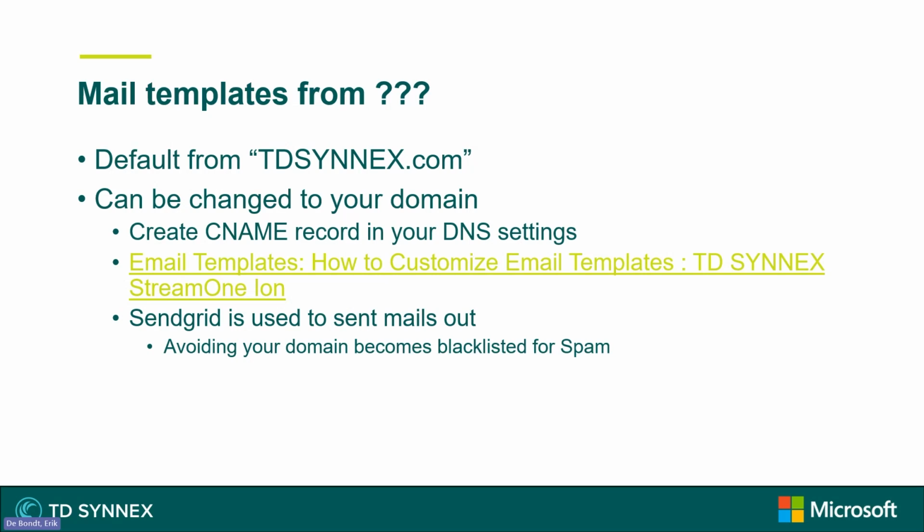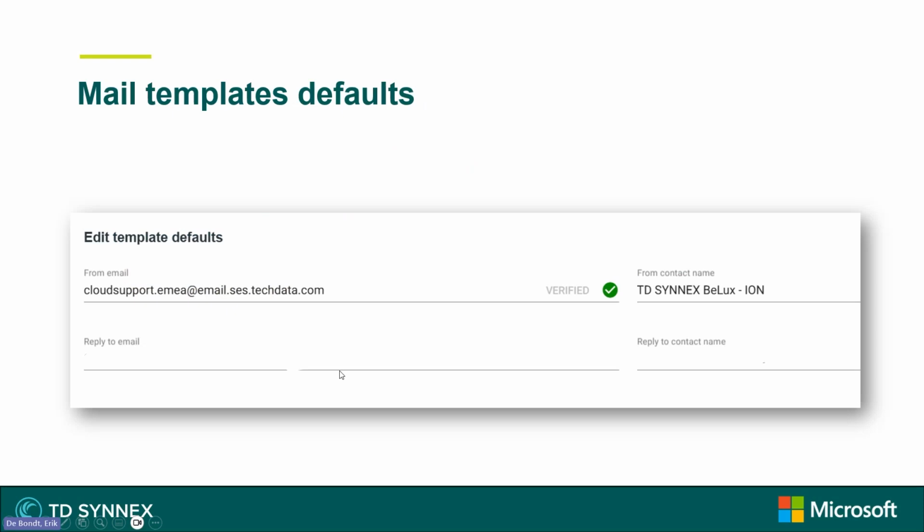We use SendGrid to send mails out. We don't send them out of our mailers at tdcnext. So SendGrid will then be informed that, hey, if you send a mail to that customer, you need to use that default domain or your from domain. And also this will avoid your domain being blacklisted for spam if you start sending out too much mails.